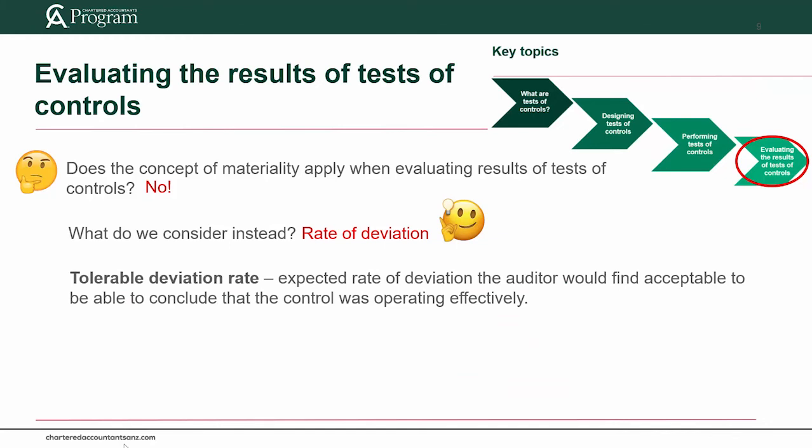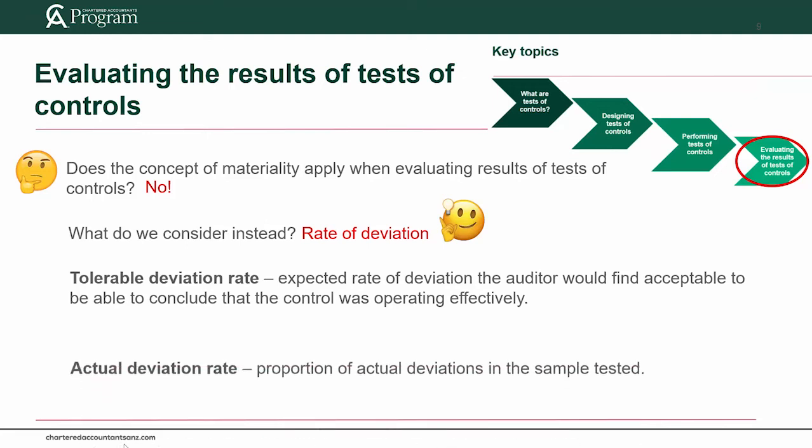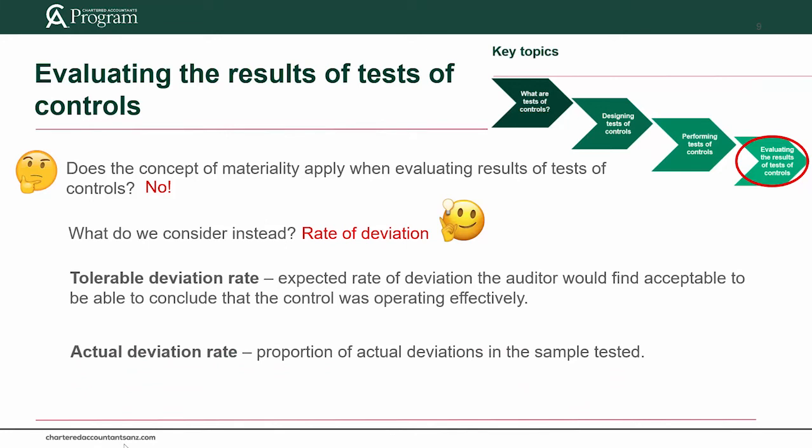Tolerable deviation rate is the expected rate of deviation the auditor would find acceptable to be able to conclude the control was operating effectively. In practice, auditors generally plan for an expected deviation rate of 0. The actual deviation rate is a proportion of actual number of deviations in the sample tested.